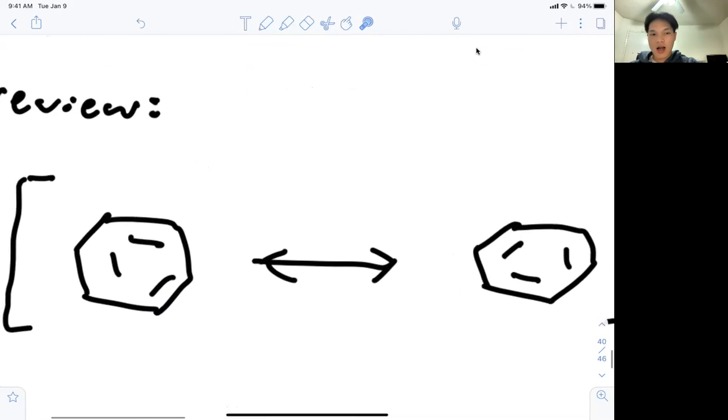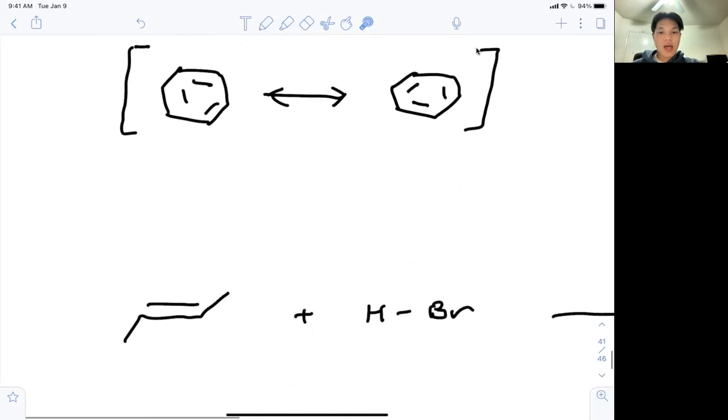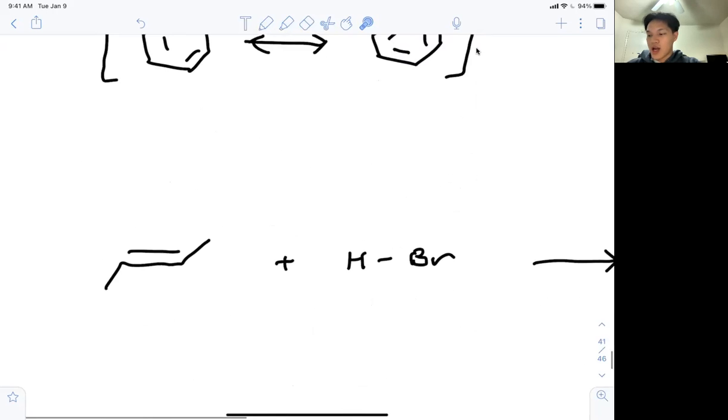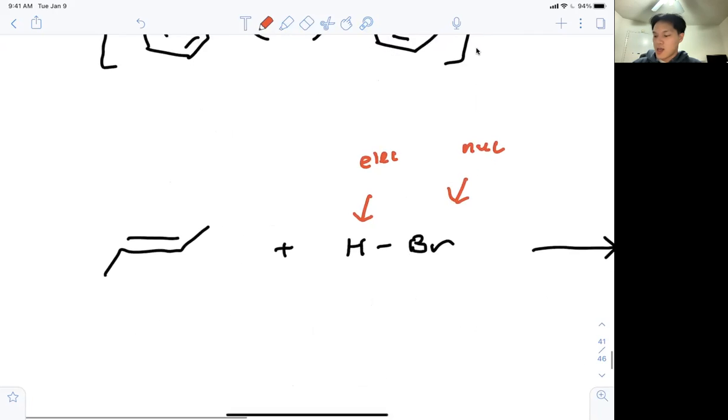So we're going to be seeing a lot of these hexagons with these double bonds, and these double bonds are, in fact, similar to alkenes, and we've seen alkenes before, right? In this reaction, we can react this alkene with this hydrogen and that bromine, where hydrogen is our electrophile, and then bromine, after it leaves, is going to become our nucleophile, right? So we can react it like that.